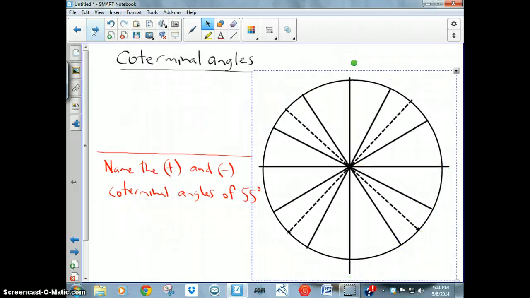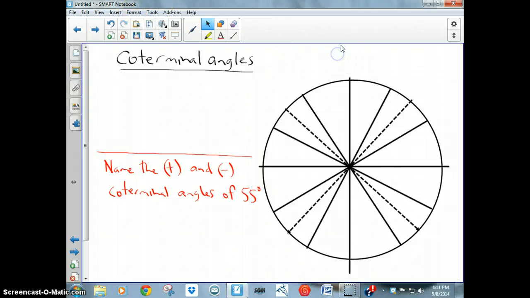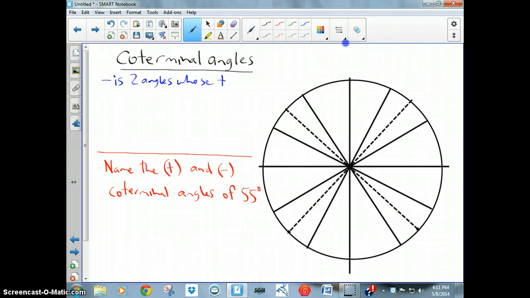All right, let's talk about coterminal angles. Coterminal angles are two angles whose terminal side ends up at the exact same spot.